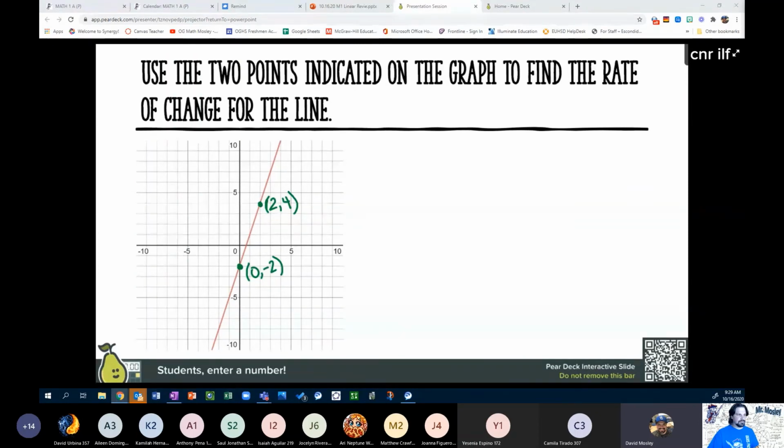Right. So far for this graph, we have the y-intercept at (0, -2), and we have the rate of change, which is 3.